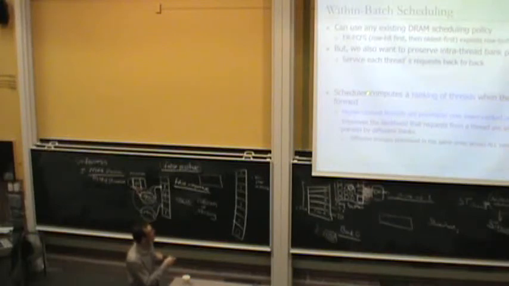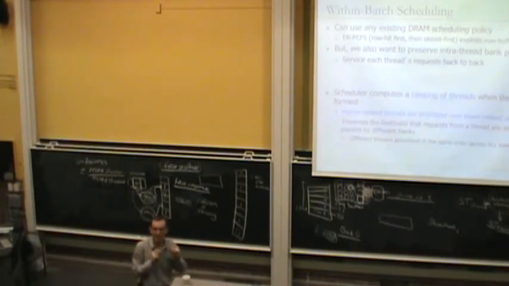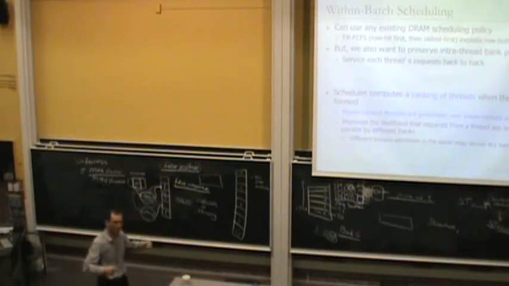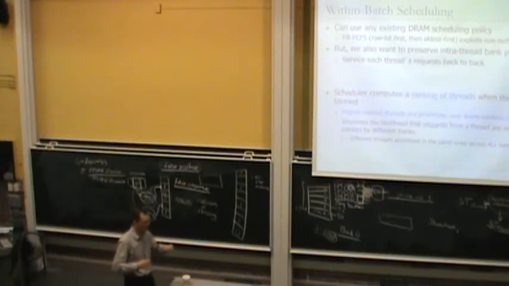The key idea is the scheduler computes a ranking of threads. So it basically says, this is my ranking. I have 4 threads sharing the memory controller. I form a ranking of the threads. Thread 1 is prioritized over thread 2, is prioritized over thread 3, is prioritized over thread 4. And higher ranked threads are prioritized over lower ranked ones. Why is this good? Because this improves the likelihood. Now you're servicing a thread request back to back, right?